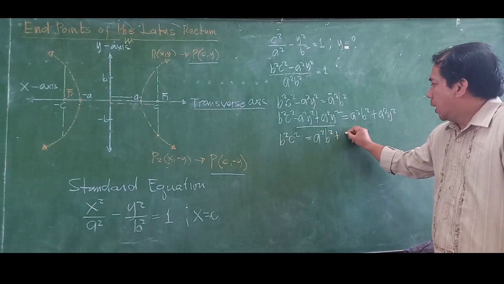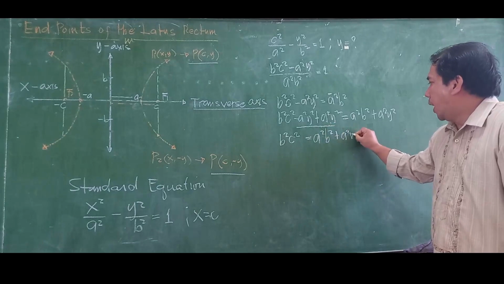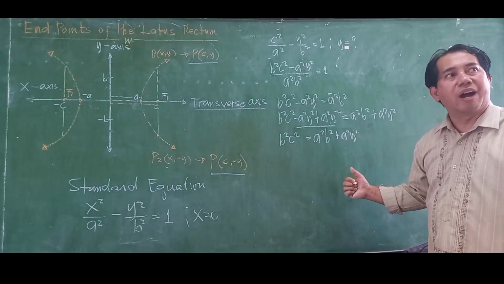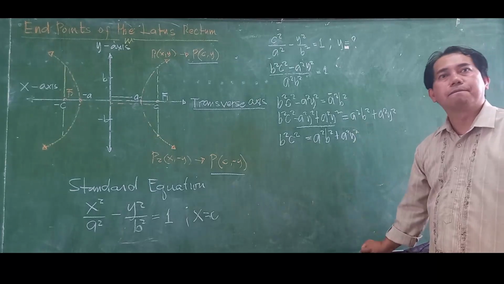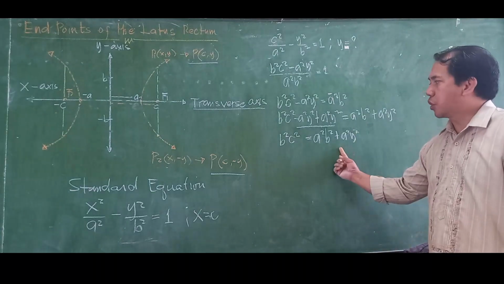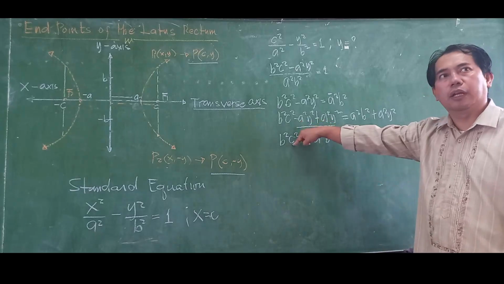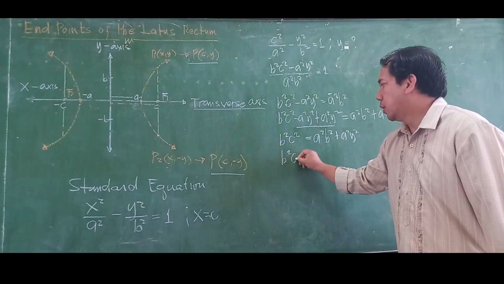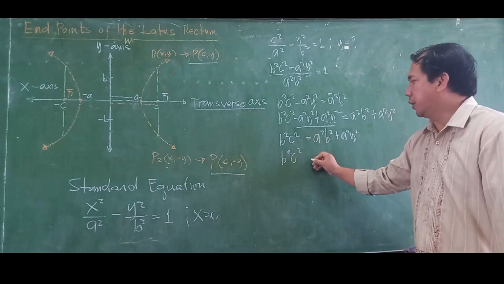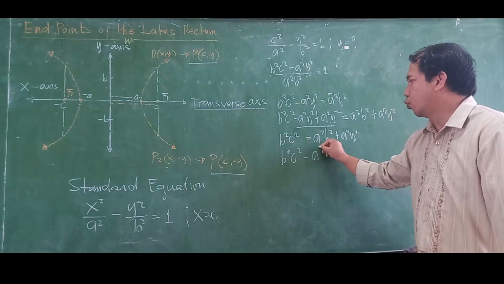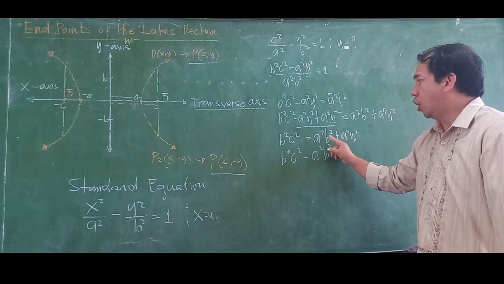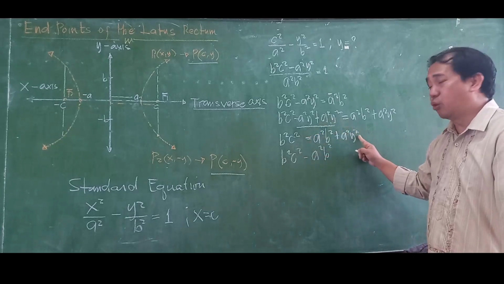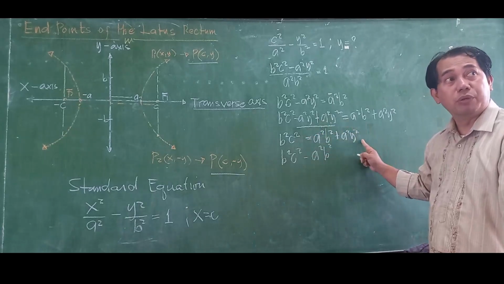Plus a squared y squared. Okay? What are we trying to have in here? We are trying to isolate y. So let's try to bring this one to the left side. That is the same as b squared c squared. Bring that one, it will be negative a squared b squared, minus a squared b squared.